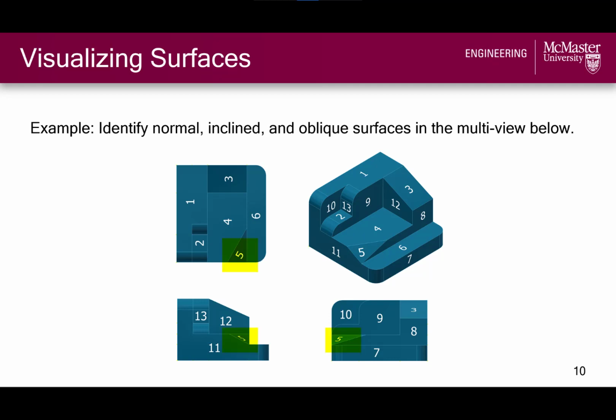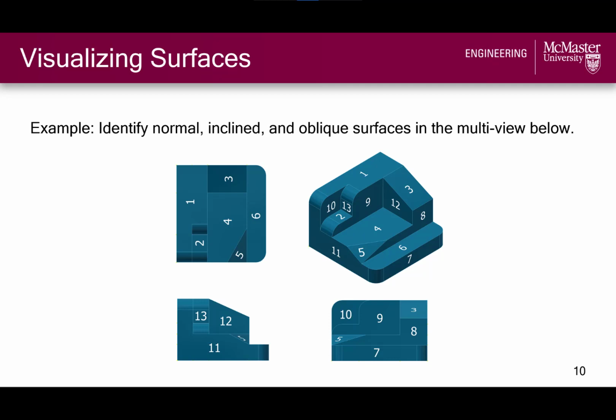We can clearly see surface 5 in all 3 views, so it would be classified as an oblique surface. Surface 3 appears as a foreshortened surface in 2 views and as an edge in the 3rd, so it must be an inclined surface. Finally, all the remaining surfaces are seen in their true size in one view and as edges in all the rest, so these are classified as normal surfaces.